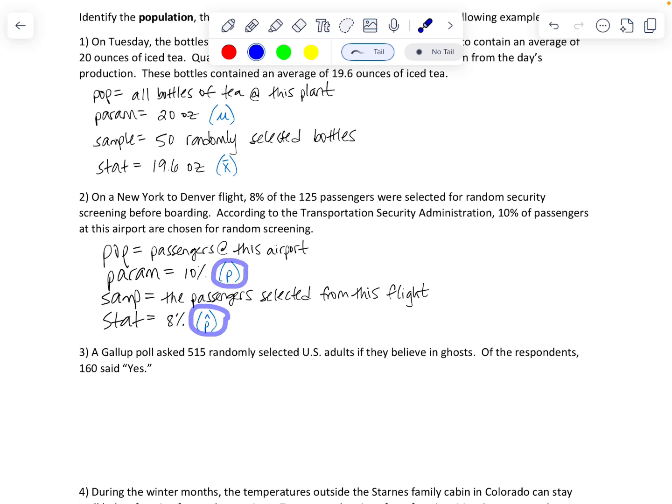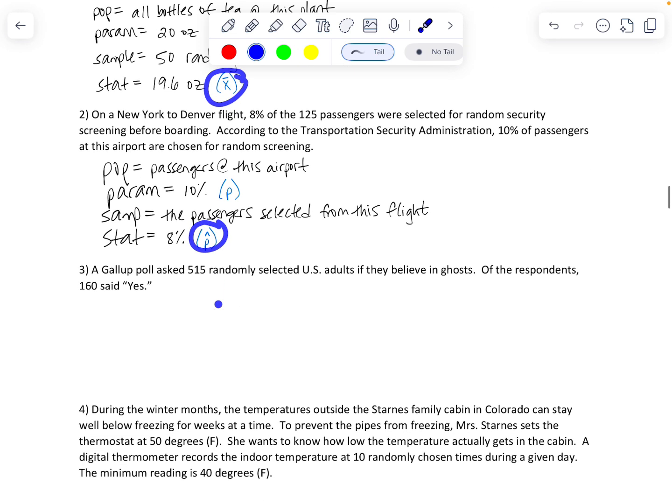And you guys just keep in mind that if we took a different sample of 50 bottles, do you think it would be 19.6? Probably not. It'd be something different. If we took a different sample of passengers, maybe from a different flight, do you think it would be 8%? Maybe not. It might be 9 or 11, right? Every time we take one of these samples, we get a different number.